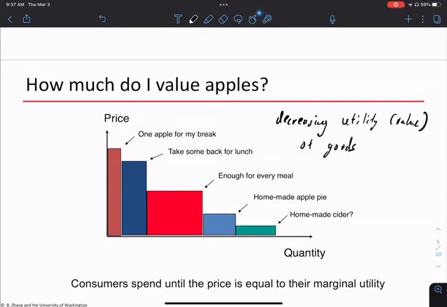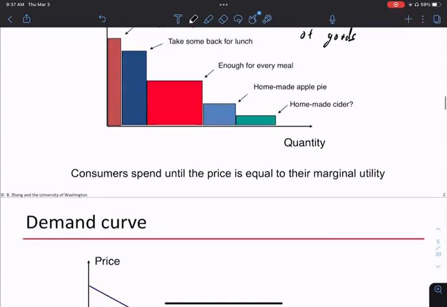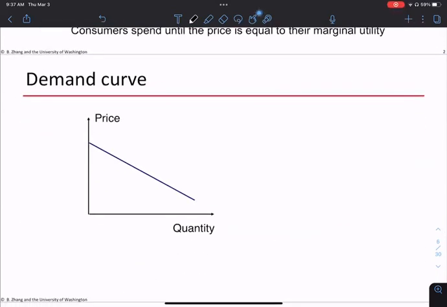As a consumer, at some point I'm not willing to pay, because the utility I derive is lower than the money I would pay. So I stop paying. This is called a demand curve. It relates the price you're willing to pay for something to the quantity that you get.